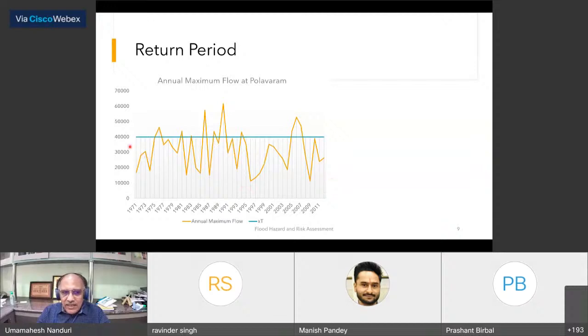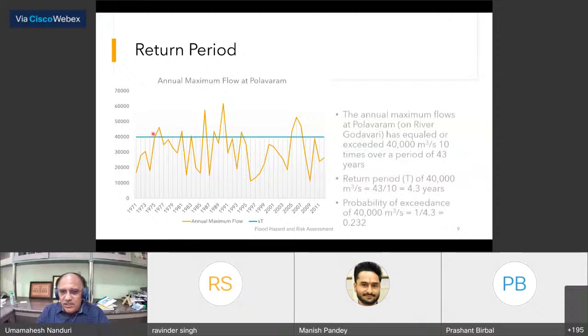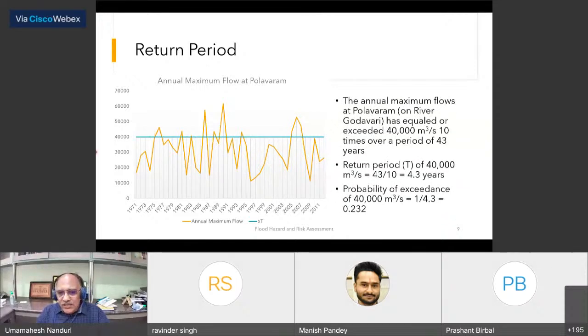Now, for example, if I take a value like 40,000 metric cube per second, I'm sorry, the units are not mentioned here. All these values are discharge in metric cube per second. If I take this value and count the number of times it has been equaled or exceeded, over these 43 years, this 40,000 metric cube per second has been exceeded 10 times. So I can say that the return period of this is 43 by 10, 4.3 years. That means this particular flood of 40,000 on average is likely to occur once in every 4.3 years.